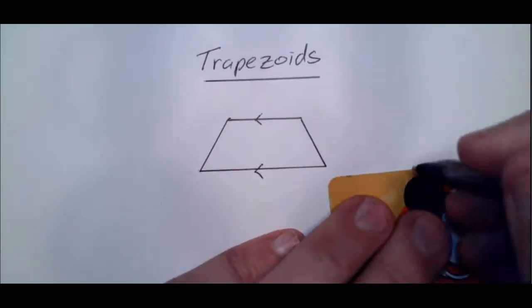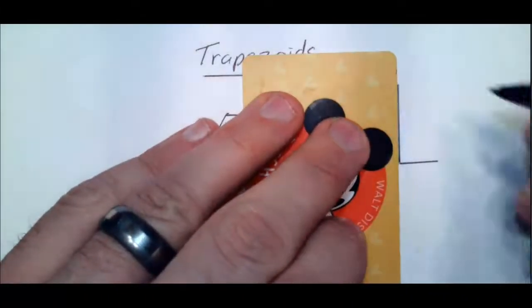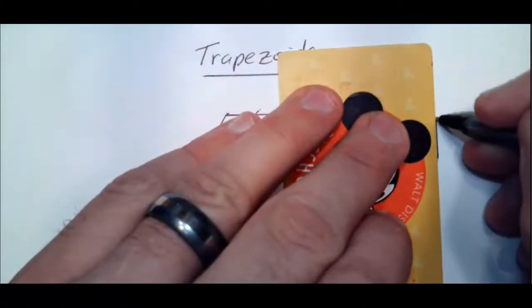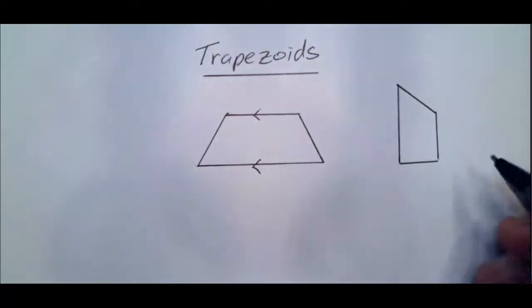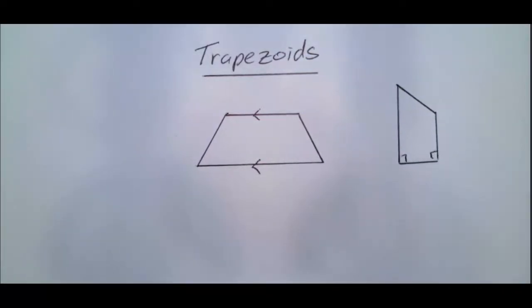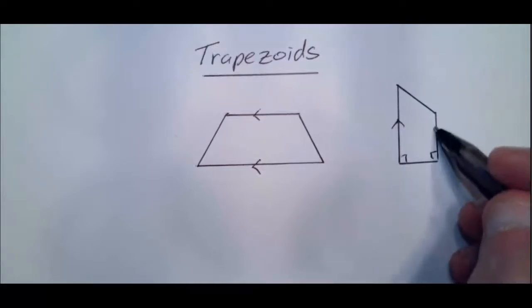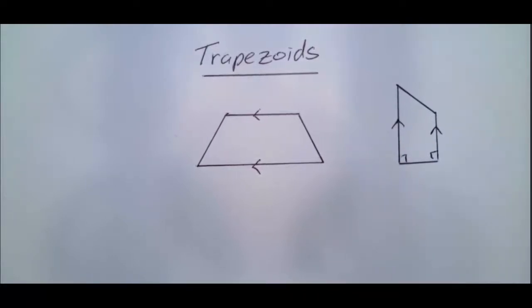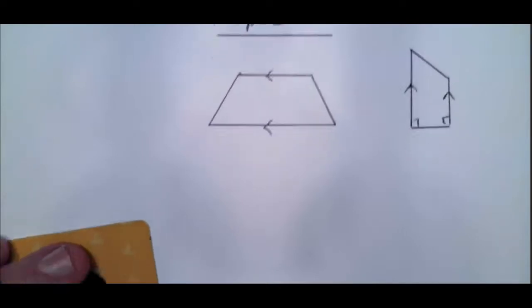So yes, class, this shape I'm about to draw is also a trapezoid. Okay, so we have two right angles here, but look what we have. Parallel sides. So therefore, this is a trapezoid. It's not your traditional one, but it is one. Now here's the one that really confuses students.